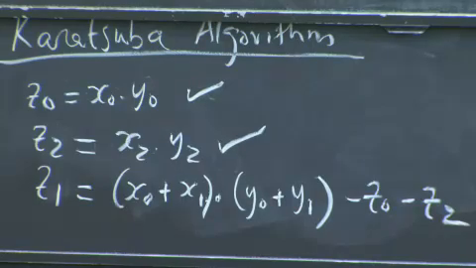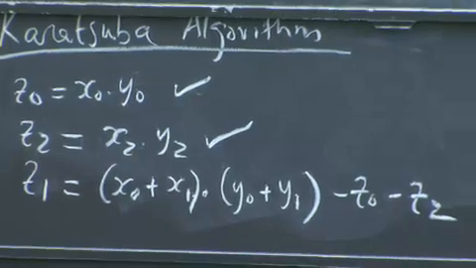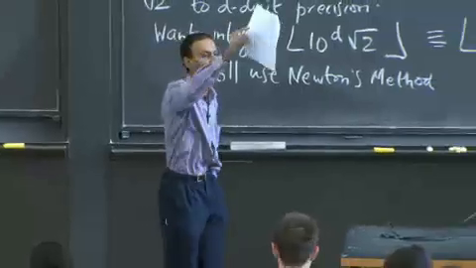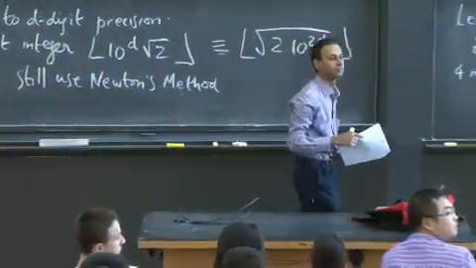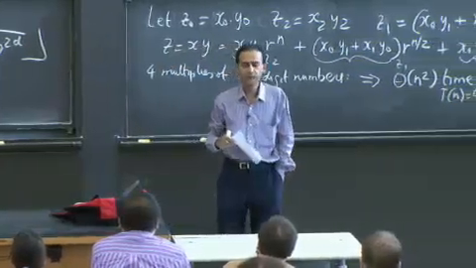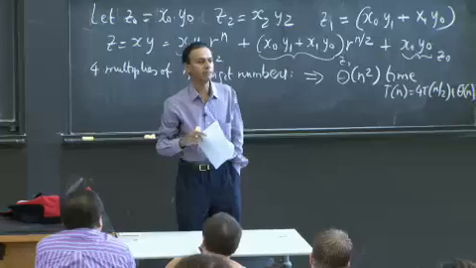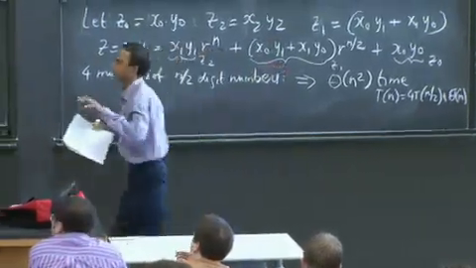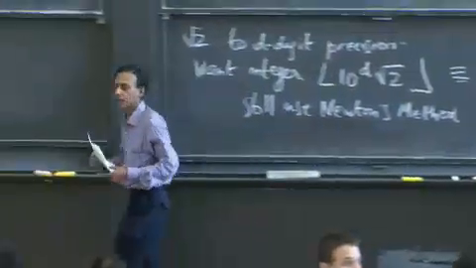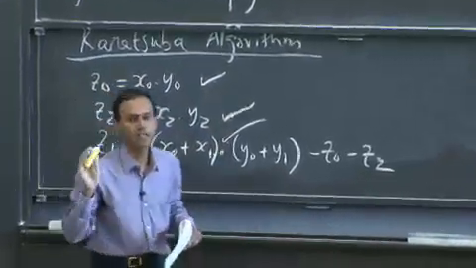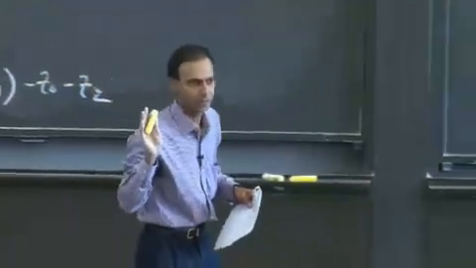Someone other than you? Someone way at the back. Yep, out there. n raised to log base 2 of 3. That's exactly right. And why did you get that? Explain to me how you got there. You're using 3 products. That's right. So the first insight is that we're only doing 3 multiplications here. Additions are easy. And we're doing 3 multiplications as opposed to 4.